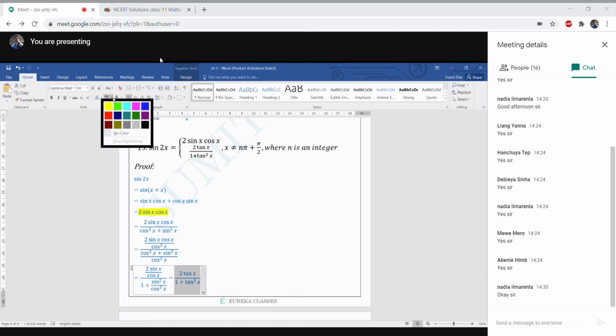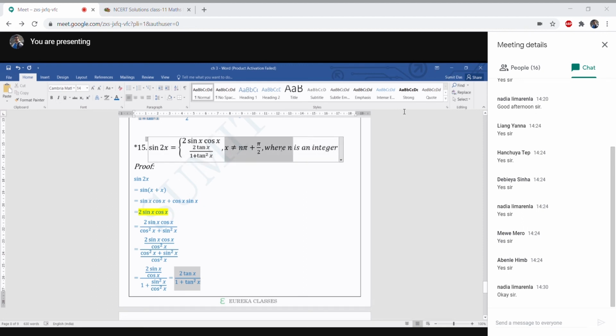Sorry, this is our second proof, I guess. Fine. So here also we will have to write that x is not equal to n pi plus pi by 2, because whenever the value is like 90 degree or 270 degree, tan will be unavailable, tan value will not exist. Okay, so we have to write this.